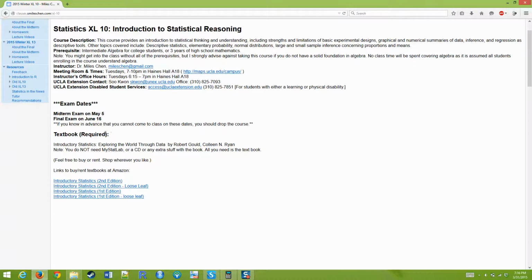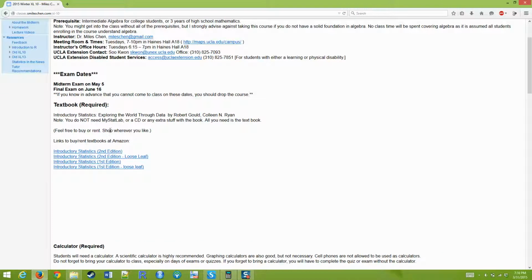Okay. All right, you need the textbook, okay? They've just updated the textbook to a second edition, and the second edition looks like this. I see the first edition. Do you mind if I grab your first edition? The first edition looks like this, and the second edition, which was just released, looks like this, okay?